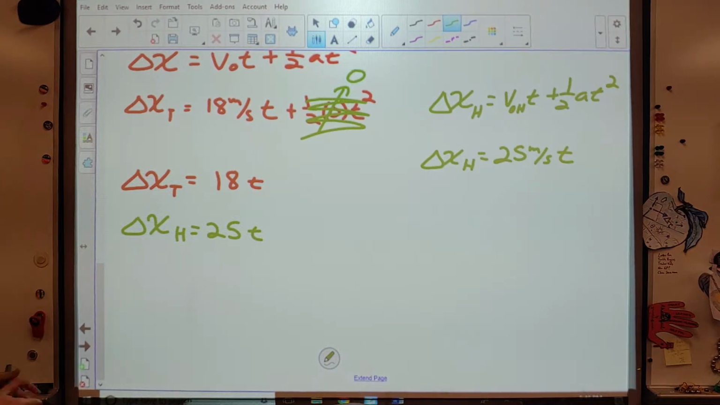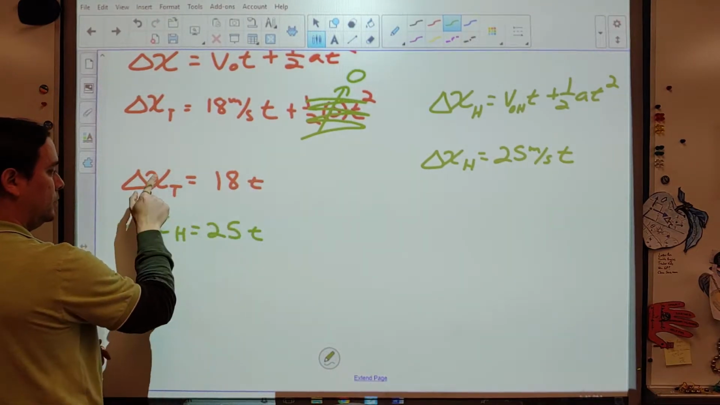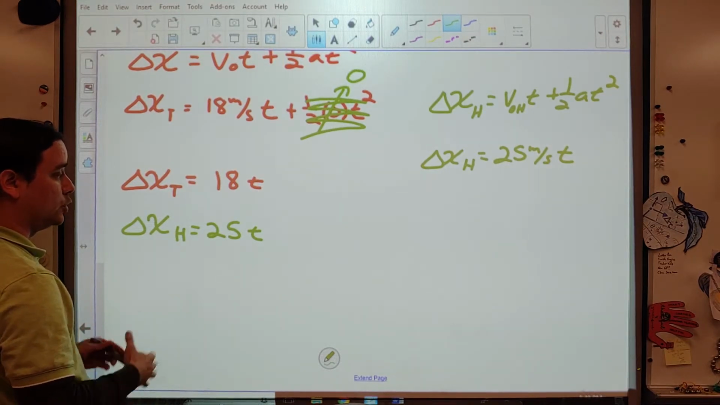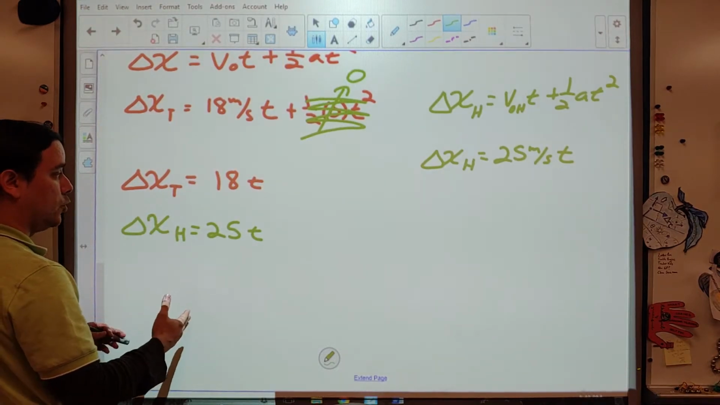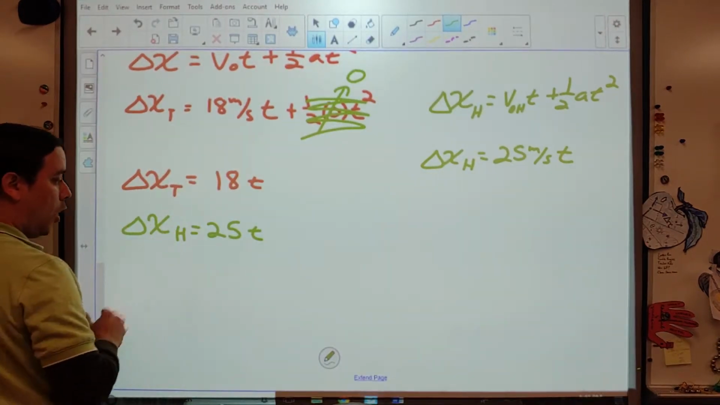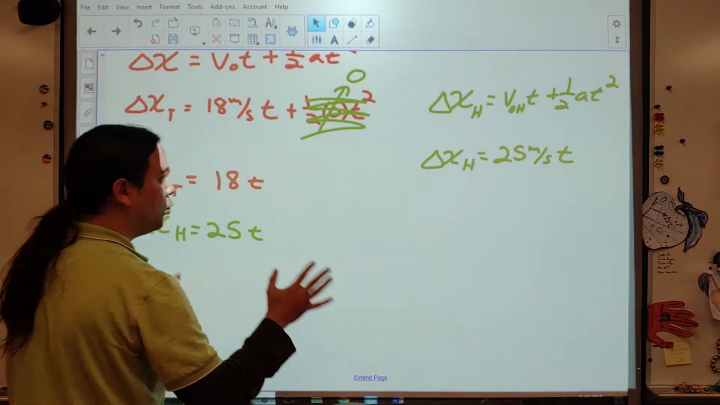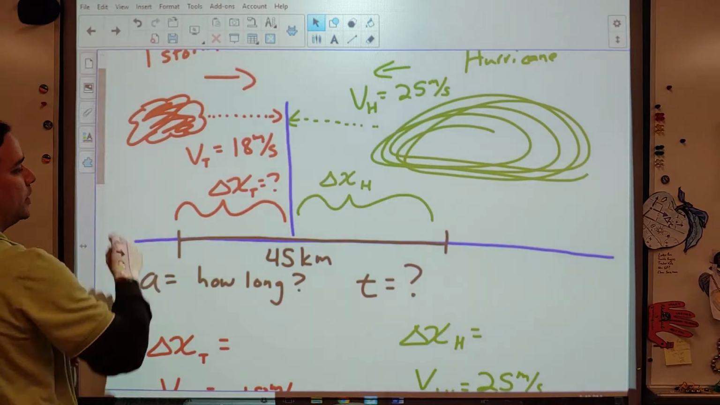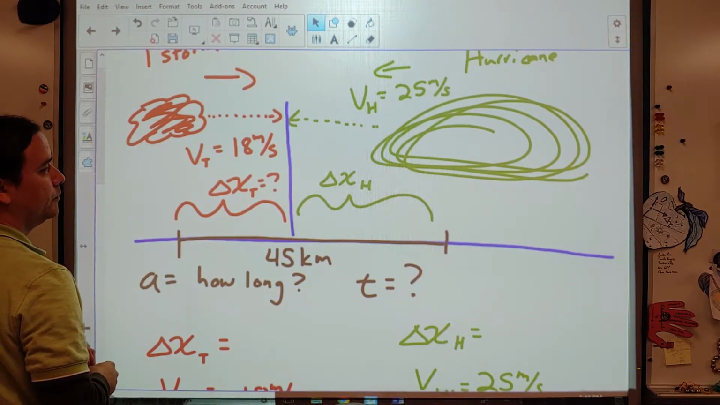Great. Our problem is we have three unknowns, t, delta xt, and delta xh. To solve systems of equations, you need as many equations as you do unknowns. I have three unknowns, but only two equations. So I need one more relationship. And that's where drawing these out becomes very important.